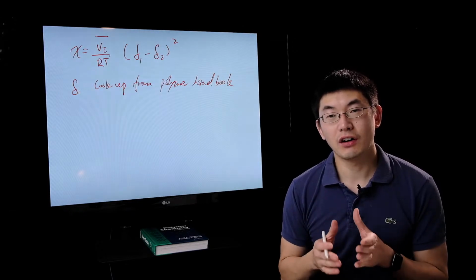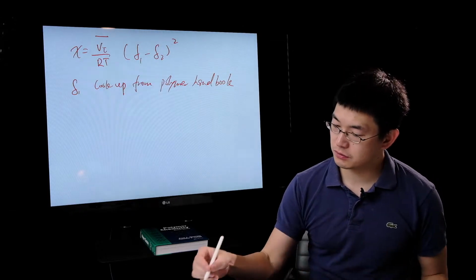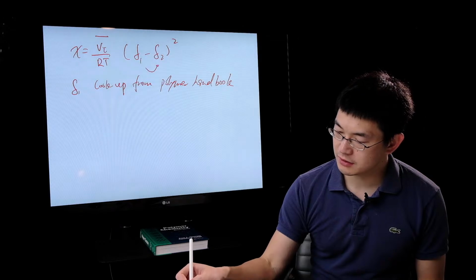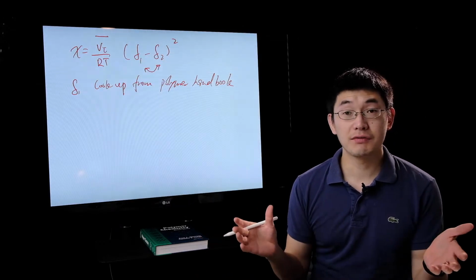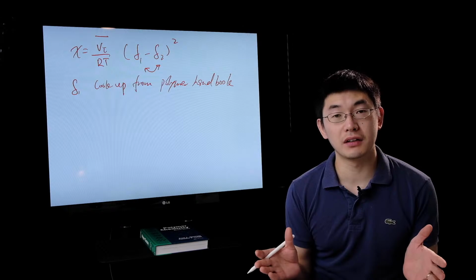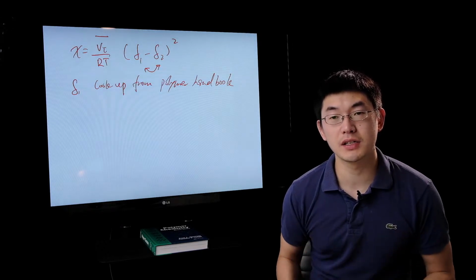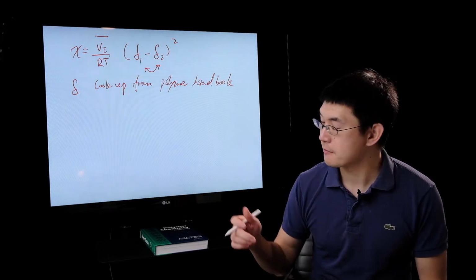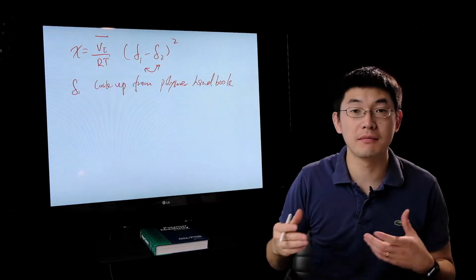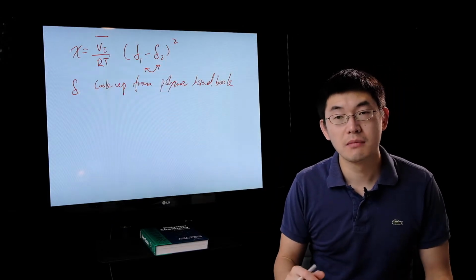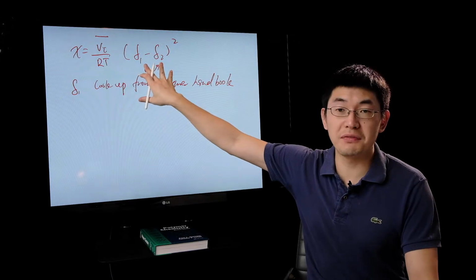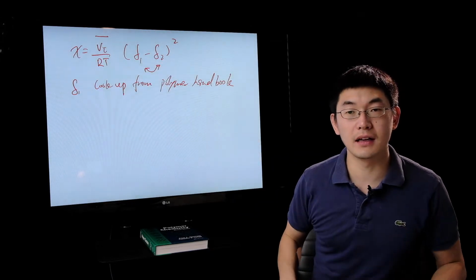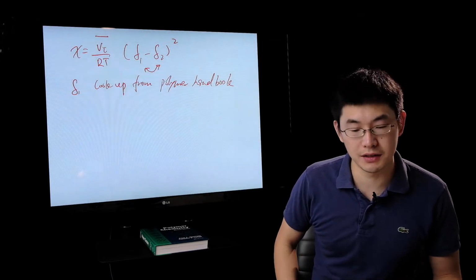So this way, chi is obviously proportional to the difference between these delta values. If I have two solvents that have very similar delta values, that means I'm going to get a very small chi. If these two match, then my chi will be 0. But if these two are very different and very far away, then I would get a very large chi value.